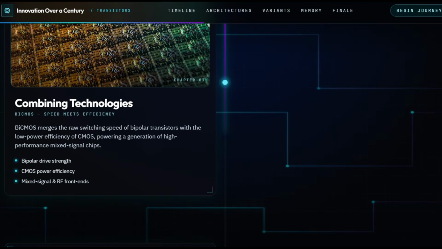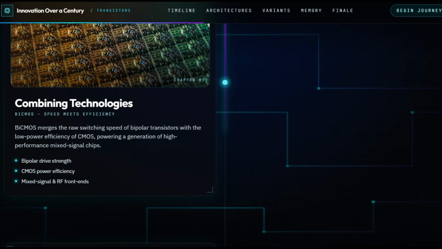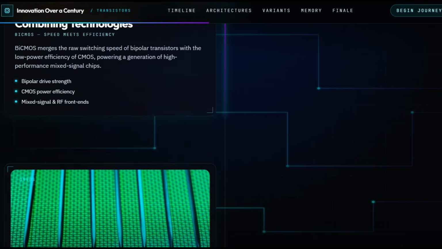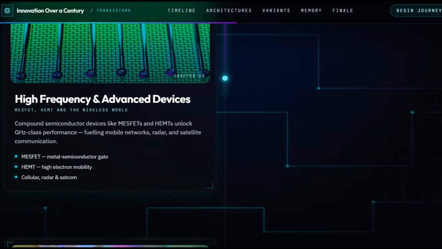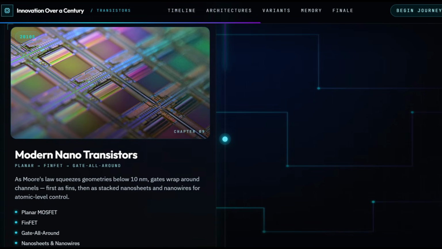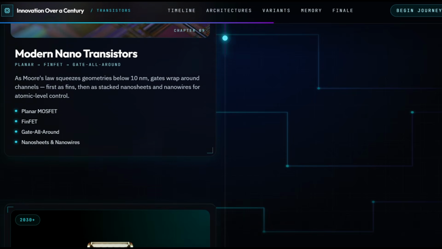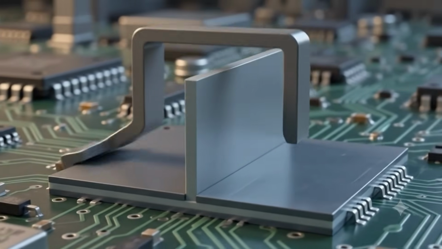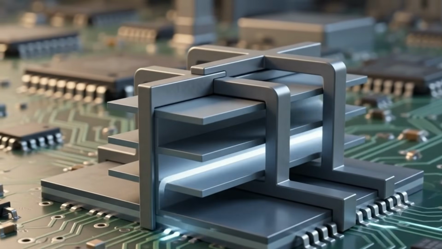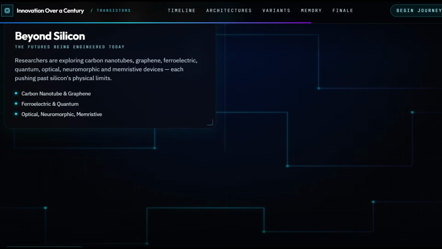Then, in the 1980s came BiCMOS, combining BJT speed with CMOS efficiency. As the demand for faster, smaller, and more efficient devices kept increasing, newer structures like HEMTs for high frequency and RF applications, FinFETs, gate-all-around transistors, nanosheets, nanowires, tunnel FETs, and spin FETs started appearing. And researchers are exploring carbon nanotubes, graphene, ferroelectric, quantum, optical, neuromorphic, single electron, and memristive transistors, trying to go beyond silicon.